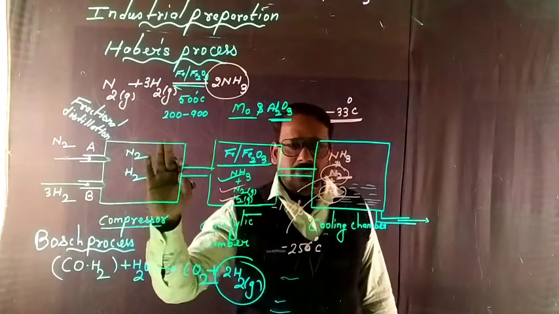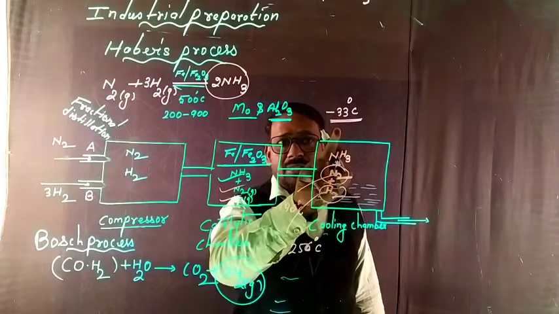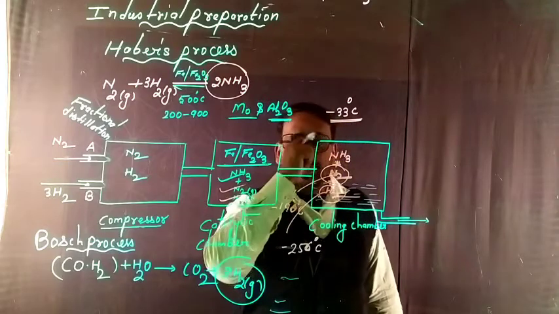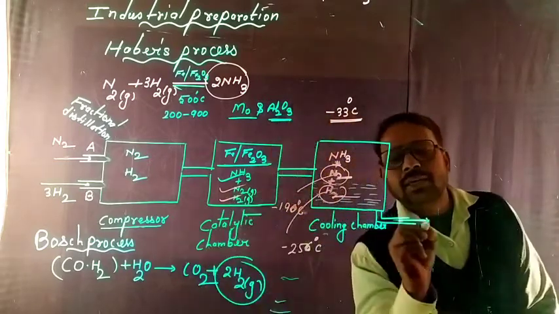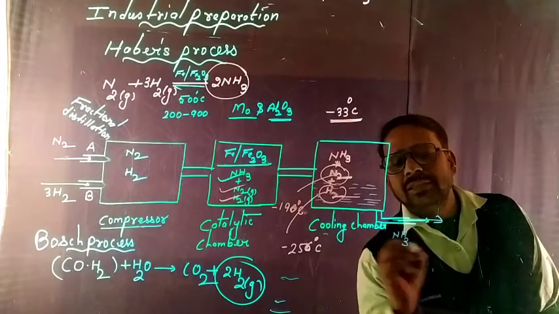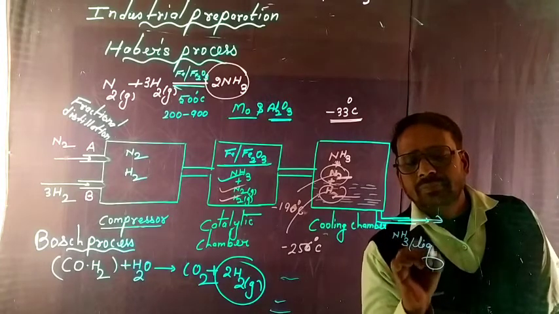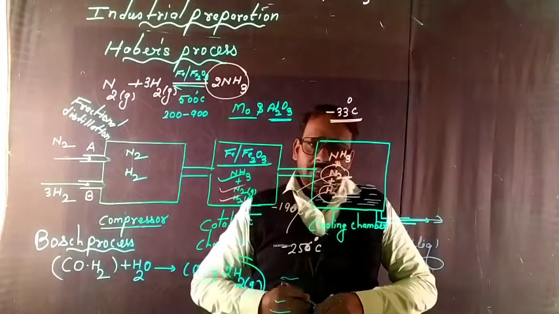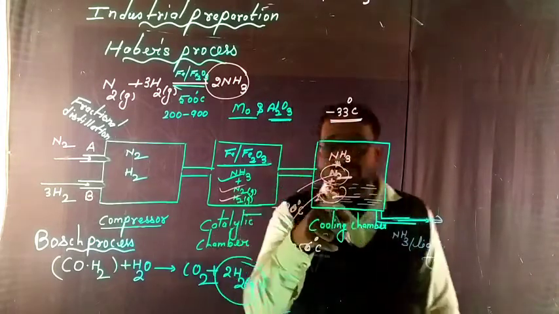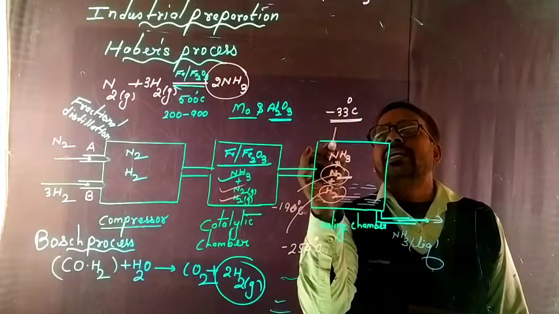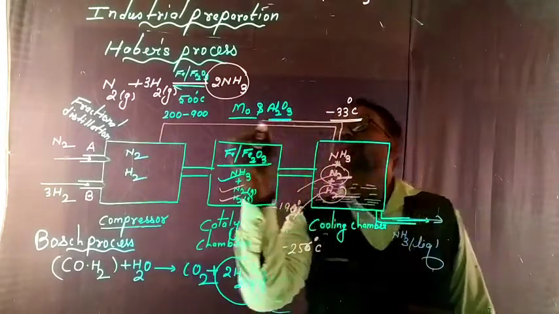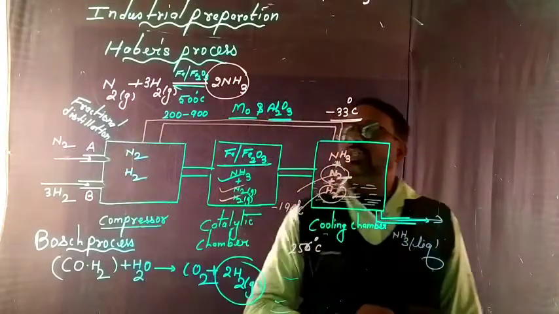It means we apply the pressure. Here pressure we have already discussed. Here the temperature must be maintained at minus 33 degrees Celsius. At this temperature, ammonia will change into liquid, and that liquid must be collected through this outlet, and we will get NH3 in liquid form, liquid ammonia. And again, this mixture of N2 gas and H2 gas must be sent to this chamber.